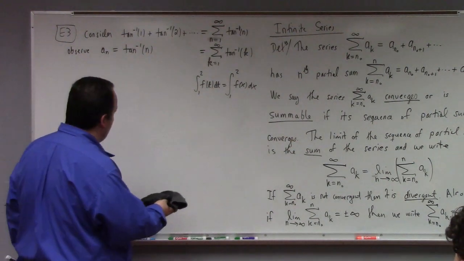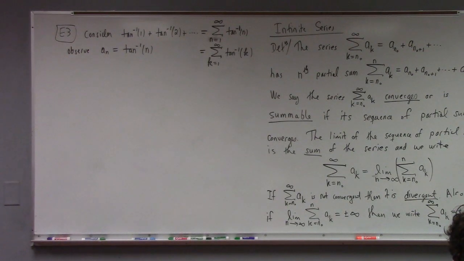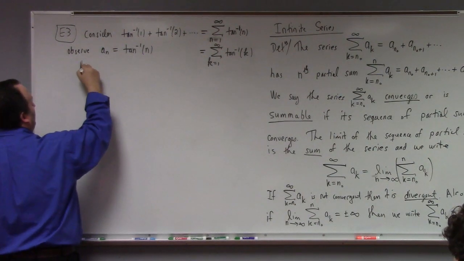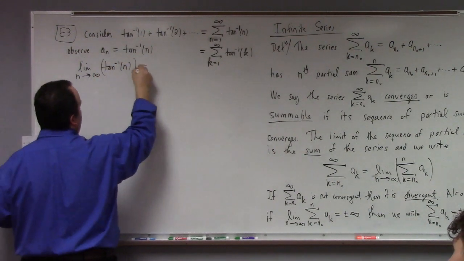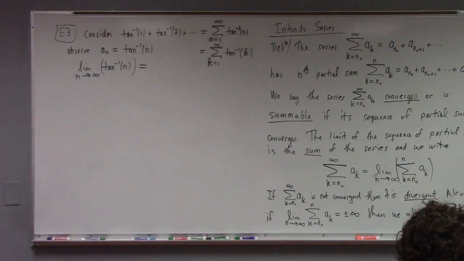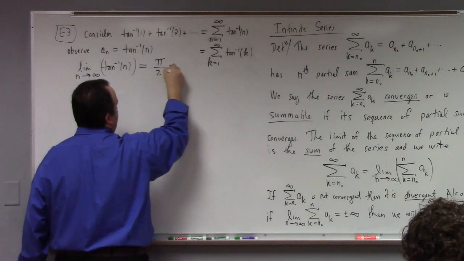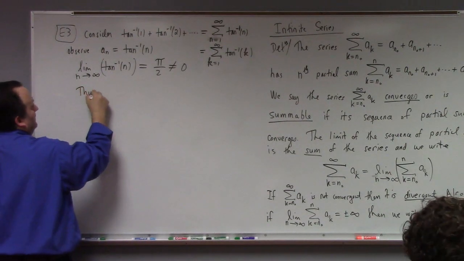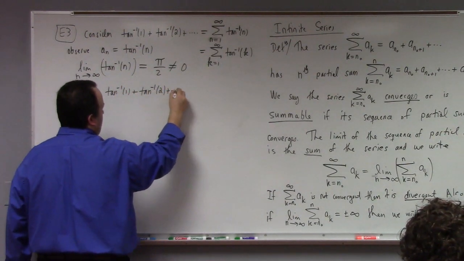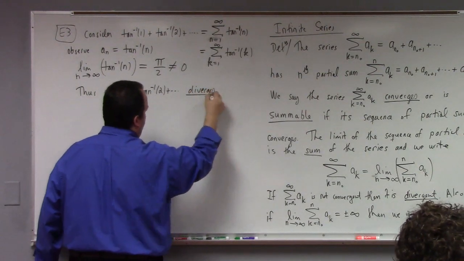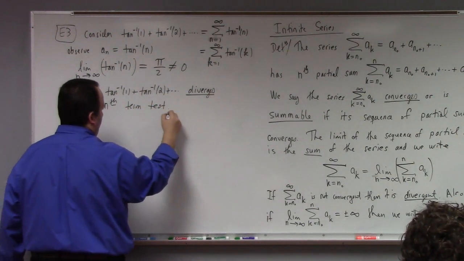All right, anyway, so let me erase that. So how about this? What's the limit as n goes to infinity here? This is what? Not 0. This is pi over 2, which is, by the way, not equal to 0, right? So thus, inverse tangent of 1 plus inverse tangent of 2 plus dot, dot, dot diverges by the nth term test. End of story.